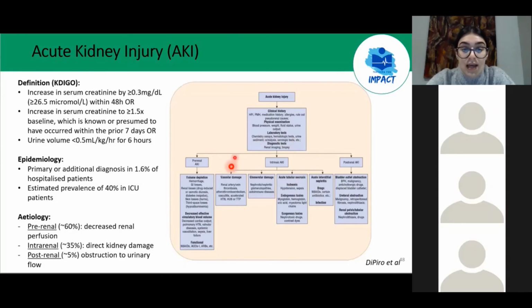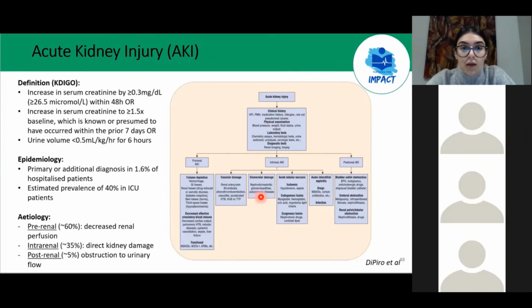The intrarenal causes are the things within the kidney itself that cause direct renal damage and can result in an AKI. And they've divided it up in this diagram quite nicely into a couple of different categories. So the first going to be vascular damage, which is diseases that cause damage to the little renal vessels. So things like vasculitis or thrombotic microangiopathies.